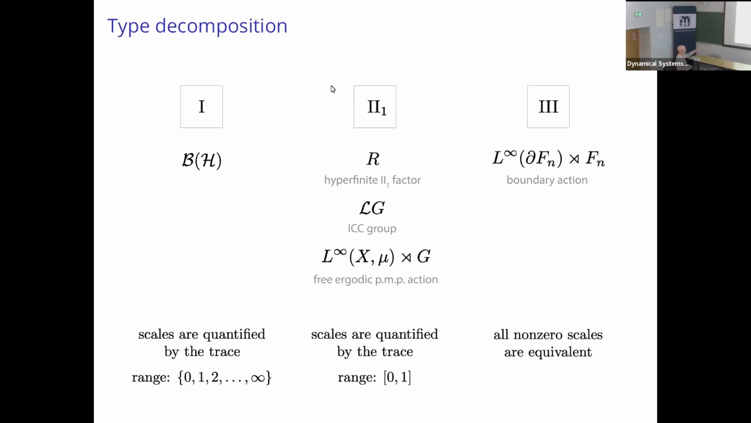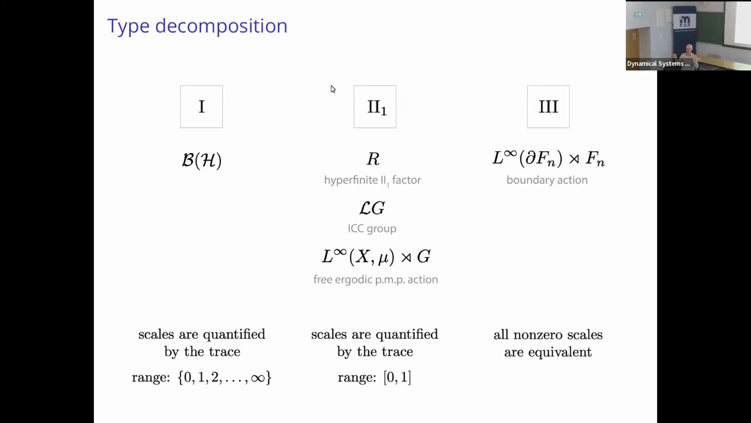So an important idea in von Neumann algebras is that you have many projections, self-adjoint idempotents. Projections allow you to express the notion of scale in the von Neumann algebra. If you have a trace, you can take the trace of these projections, and that gives you a numerical quantification of the notion of scale inside of a von Neumann algebra. So if you have a von Neumann algebra and a projection, you can cut down the von Neumann algebra by the projection.